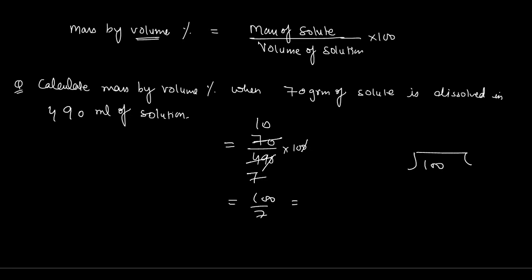So when you divide 100 by 7, you will get 14 point something. 7 ones are 7. Then you will get 3. Then 0. Then 7 fours are 28. Then 2. Then 0. Point. Then 7 threes are 21. So approximately it will be 14 point. If there is only one, then you can have that approximately. So you can write here 14.3% approx. Okay, or you can write it 14.29. Okay. Got it.